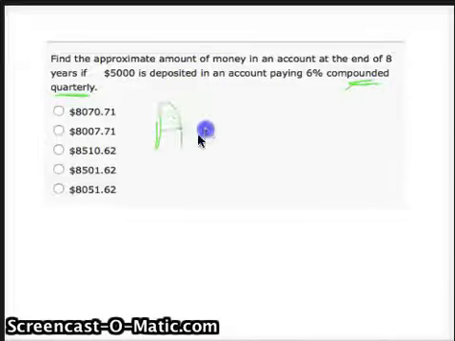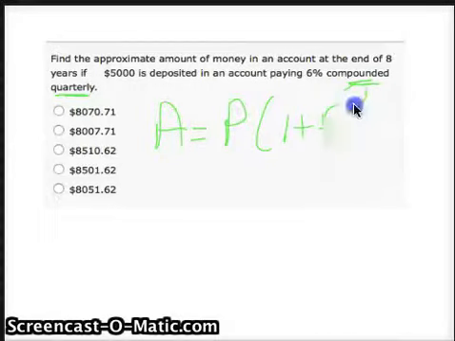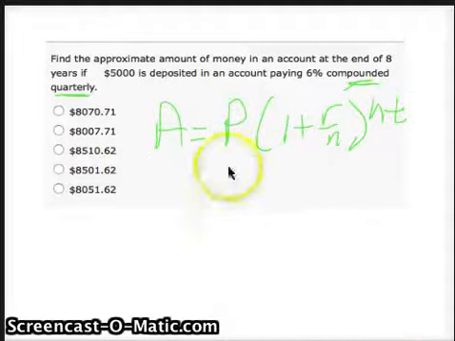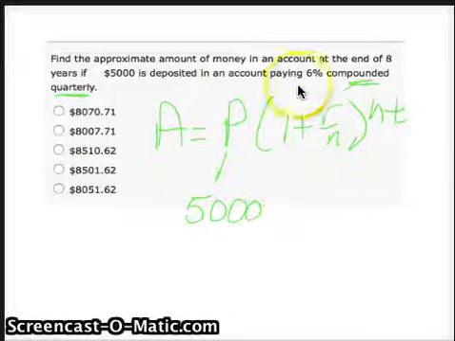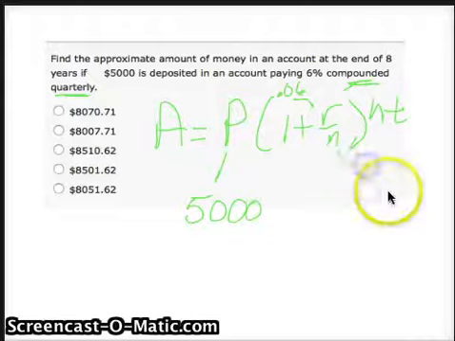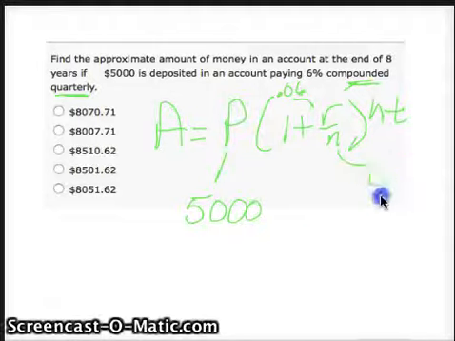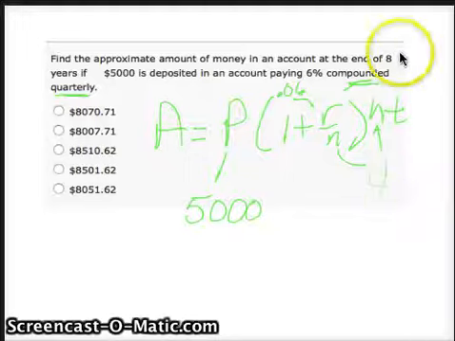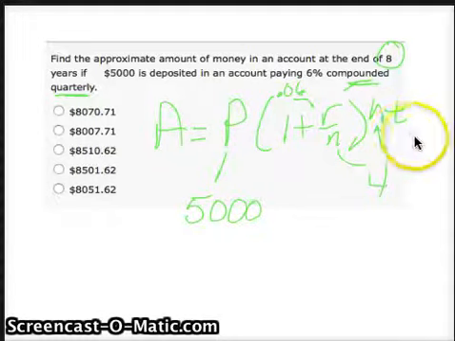That's this formula. A is equal to P, 1 plus r over n, to the nt. All right. Well, let's see. This is the 5,000. The interest rate is 6, but remember, you need to put in here 0.06. n is the number of times compounded. Quarterly is 4. So that goes for that n too. And they tell you 8 years. So that 8 goes right here for time.